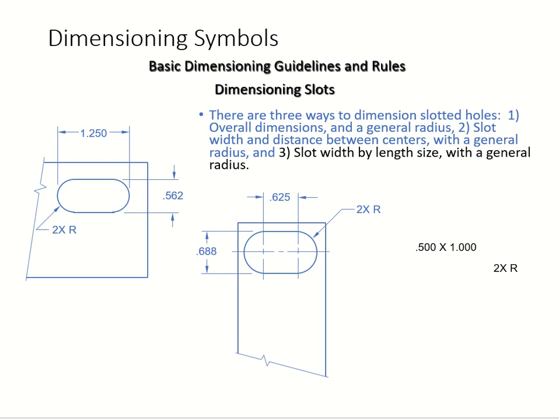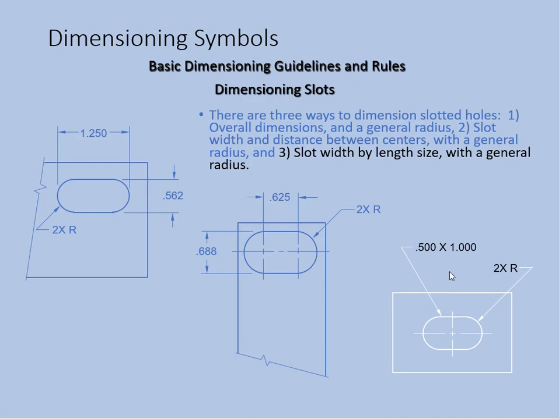Let's see the next one. Alright, the next one is slot width by length. Yes, so here you have your width and then your length, and of course you still have your arc right there. But in order to save the space and the clutter, we'll take it out and put it together. So here is your width and then by length. So your width is 0.5, the length is 1. Pretty easy.